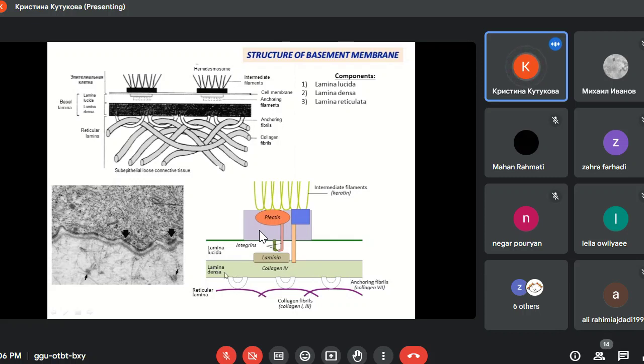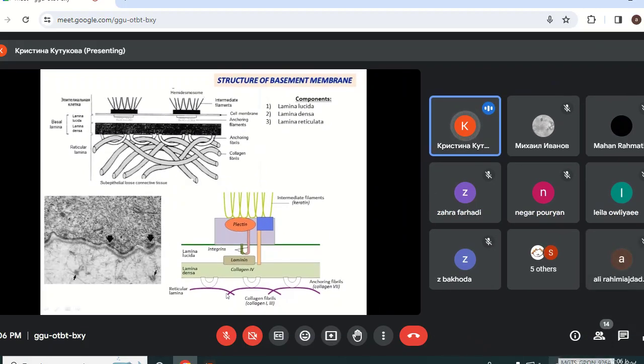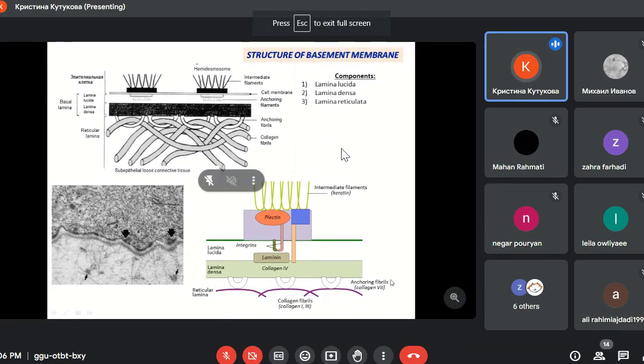And below the lamina densa we have the lamina reticularis, which has collagen fibrils, which consist of collagen type 1 and type 3. So these lines here going in different directions are collagen fibrils, composed of collagen type 1 and type 3. And they are attached to the lamina densa with the help of anchoring fibrils, made up of collagen 7. These are them.